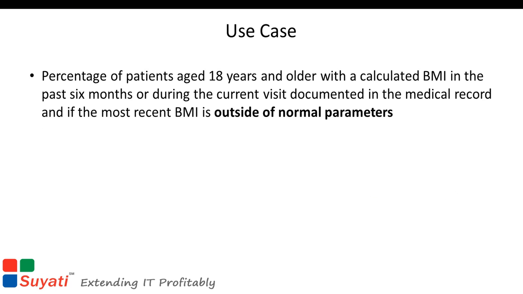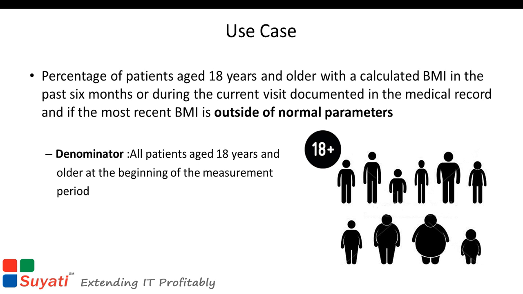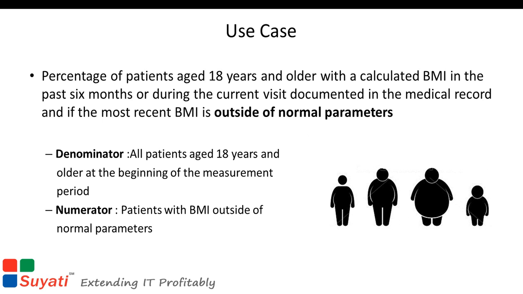Now let's consider a use case. This use case is one out of 33 quality measures set by the CMS to analyze the quality of an ACO. This quality measure checks the percentage of patients aged 18 years and older whose recent BMI is outside of normal parameters. The CMS has divided this use case into 2 parts: a denominator, which gives all the patients aged 18 years and older at the beginning of the measurement period, and a numerator, which gives all the patients with BMI outside of normal parameters. On dividing the numerator by the denominator and multiplying it by 100, we get the required percentage.